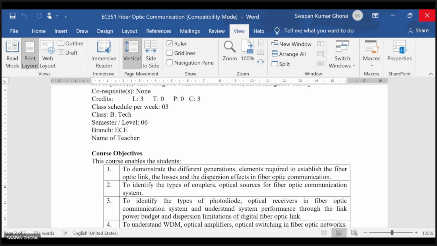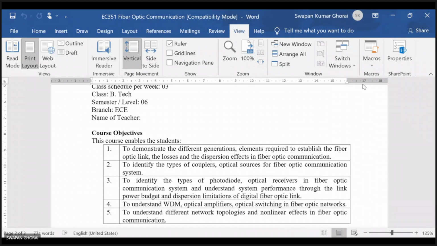It can be based on these DH structures, double heterostructures. Probably in semiconductor devices, you have seen these heterostructures. So we'll see what the advantage of heterostructure is for making the optical sources that can be used for optical communication systems.